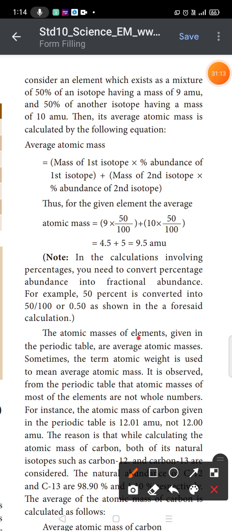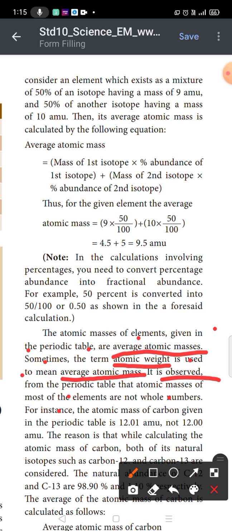The atomic masses of elements given in the periodic table are average atomic masses. You can see the periodic table in your book. All the atomic masses of elements are average atomic masses. Sometimes the term atomic weight is used to mean average atomic mass. Instead of average atomic mass, sometimes atomic weight is also used. It is observed from the periodic table that atomic masses of most of the elements are not whole numbers. So if you have any doubt, you can see the periodic table in your book.